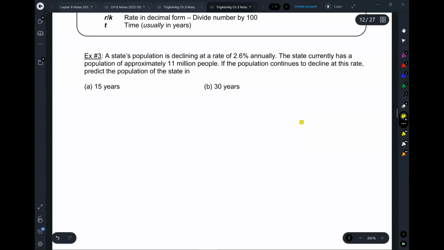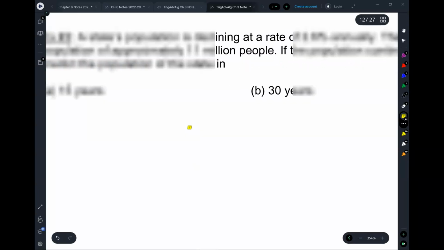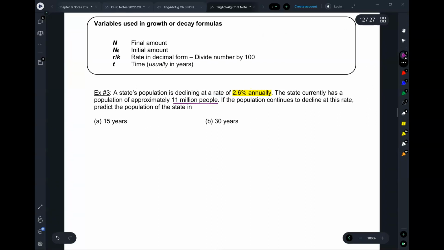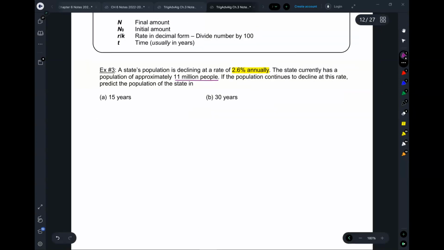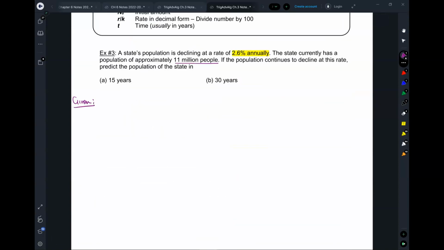Okay, so take a look at this one. A state's population is declining at a rate of 2.6% annually. The state currently has a population of approximately 11 million people. If the population continues to decline at this rate, predict the population in 15 or 30 years. So let's write down the given. First of all, let's decide, are we going to use the formula to the left or the right? Left, because that magic word isn't in there.